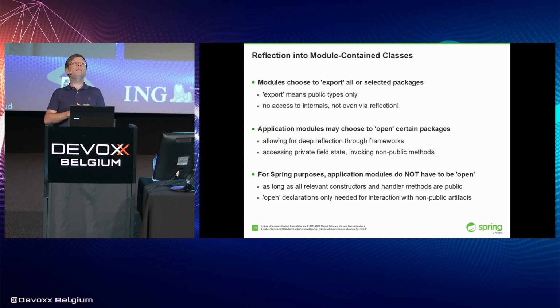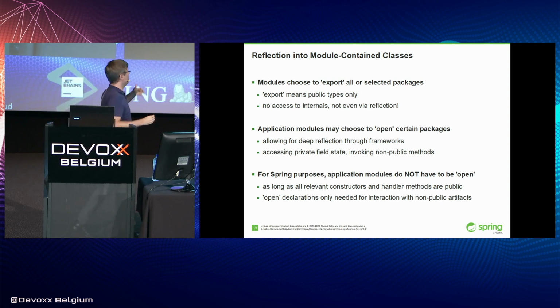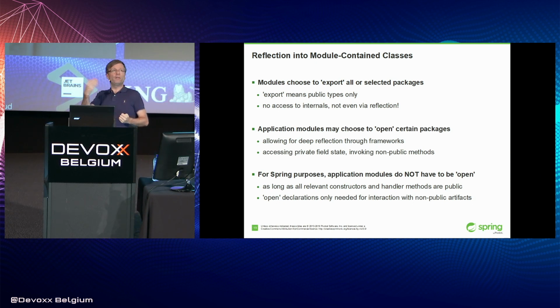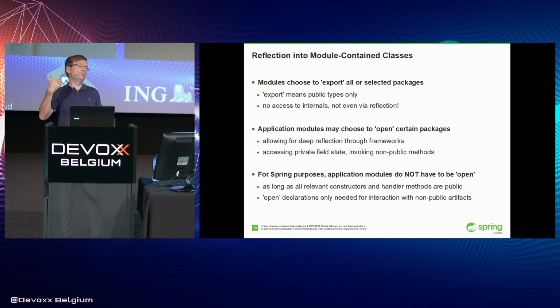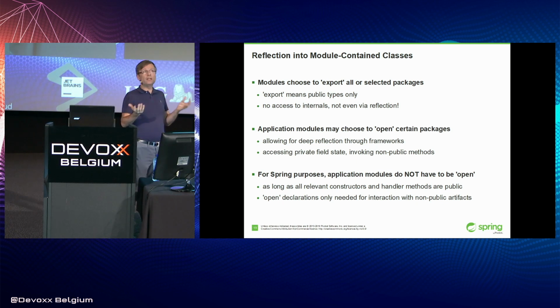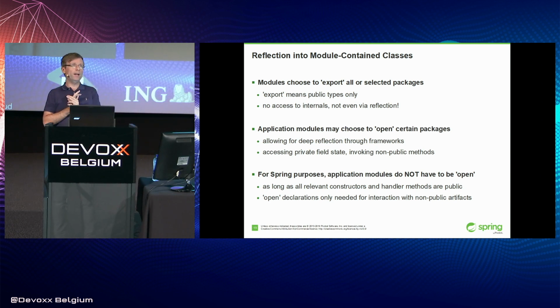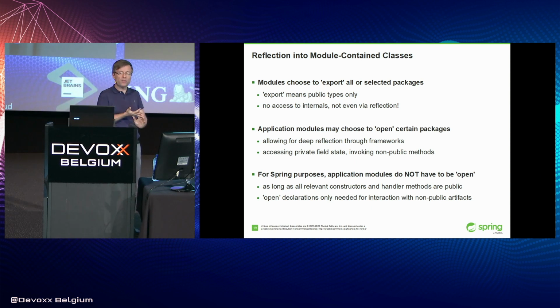Opening means deep reflection on the types in that package. So that means if you generally open it, or open it to certain other modules, those other modules or all other modules may use reflection to call methods and to access internal fields. This is particularly useful for data binding frameworks like Jackson and Hibernate. In certain scenarios, you may want to open the package also to Spring, or you may declare them as open for usage with Spring, but that's not generally necessary.